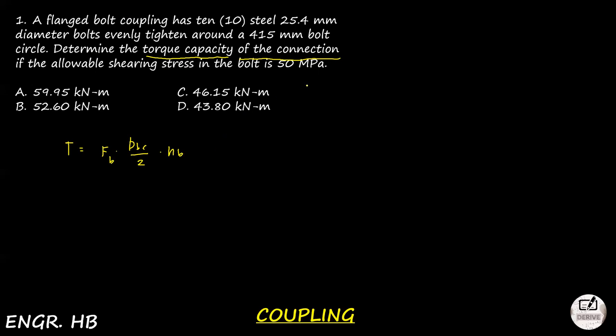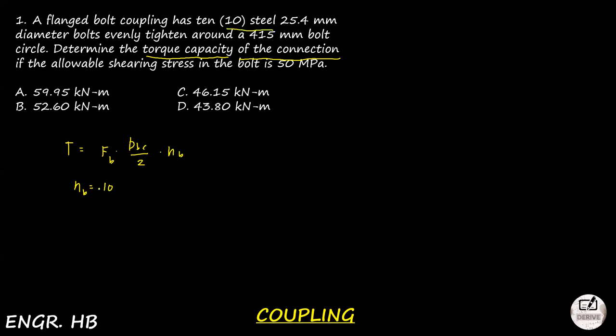Okay. So ano-ano nga ba yung mga given? Sabi, a flange bolt coupling has 10 steel 25.4 mm. So our number of bolts is 10. So para hindi malito, lagyan ko ng B dito, kasi yung sa power formula nga pala, ang pagkakatanda ko, small n yung ginamit ko doon. Tama ba? O tama, small n. So lagay ko na lang to, number of bolts is NB para hindi malito. So NB is equal to 10.